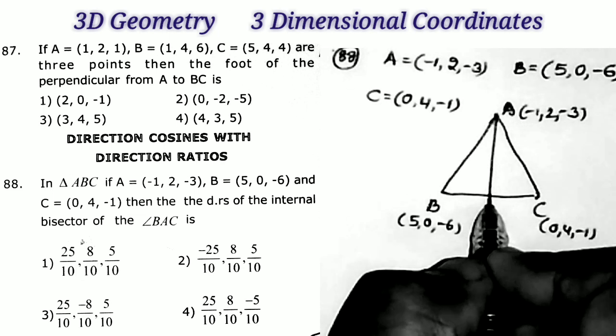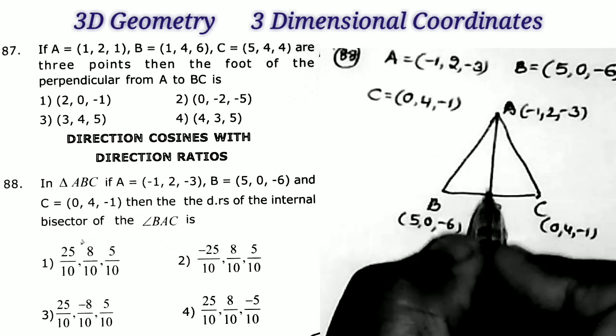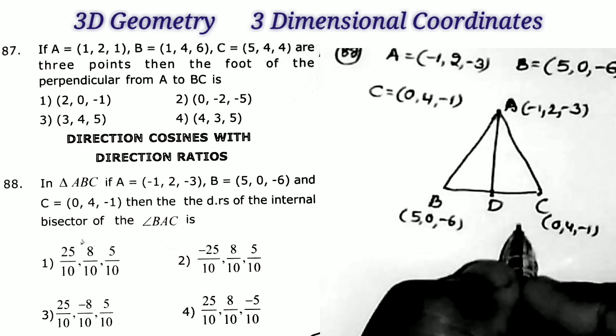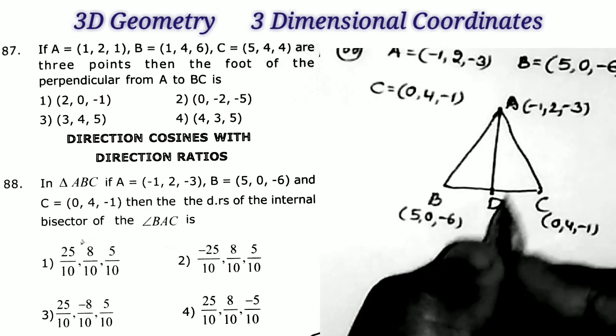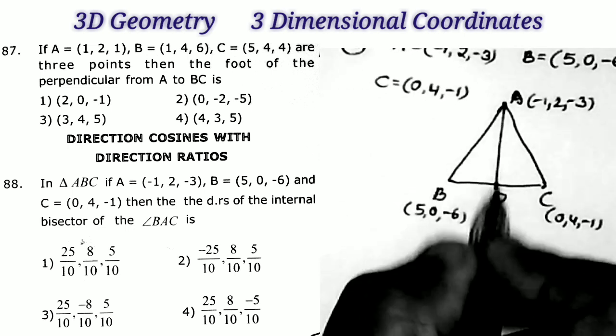Suppose this is the internal bisector and this is the point D. Now we want the DRs of this line. That is, when we get the coordinates of the point D, then automatically we will take the DRs values by applying the formula a2 minus a1, b2 minus b1, c2 minus c1. Understand? What are the DRs of AD here?